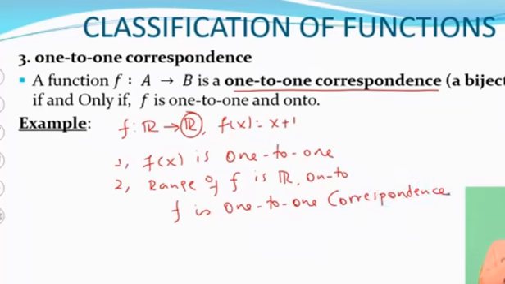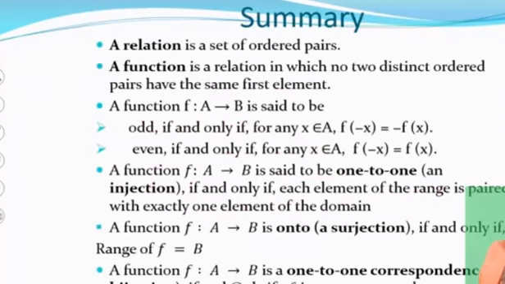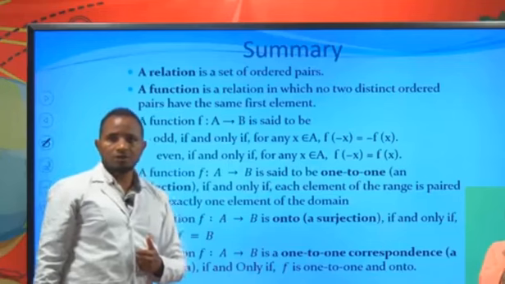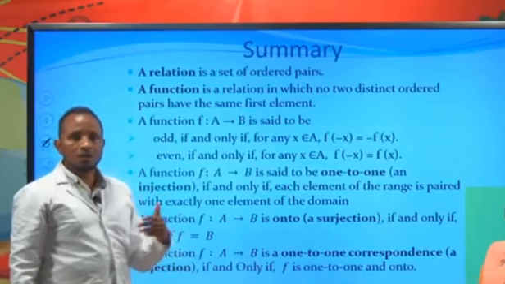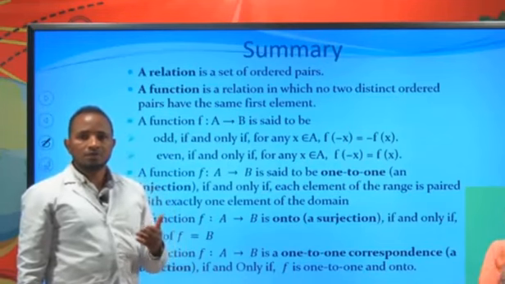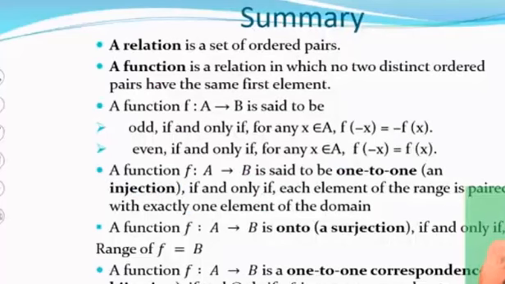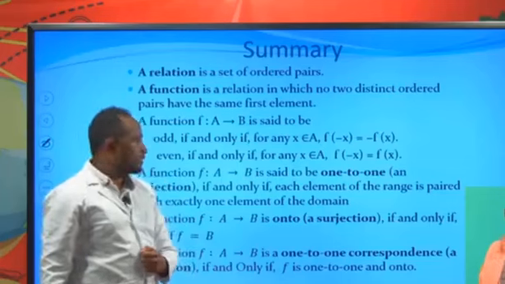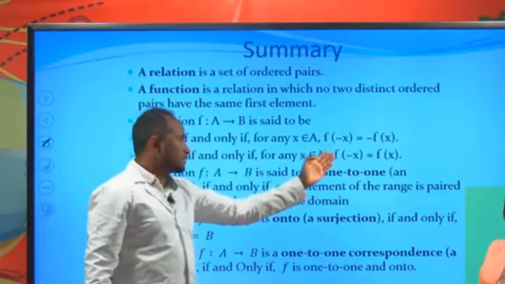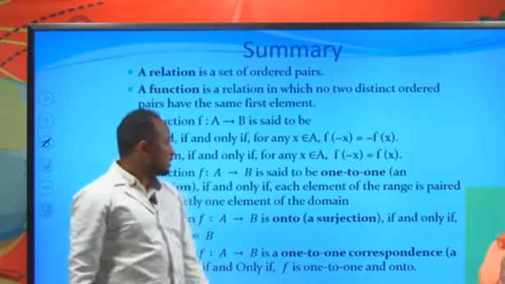To summarize what we have seen today: first, we have seen relation. A relation is a set of ordered pairs. Second, a function is a relation in which no two distinct ordered pairs have the same first element. A function is said to be odd if f of negative x equals minus f of x. It is even if it satisfies f of negative x equals f of x.